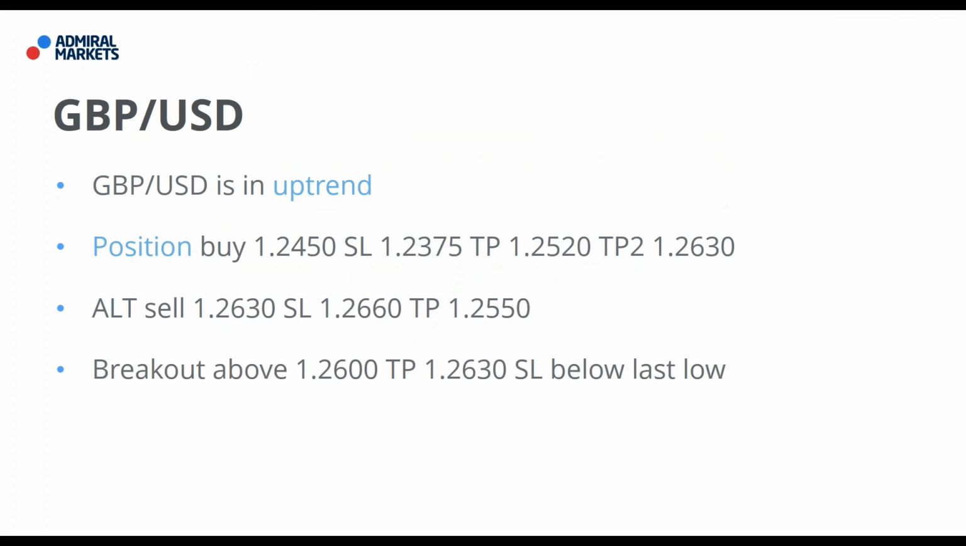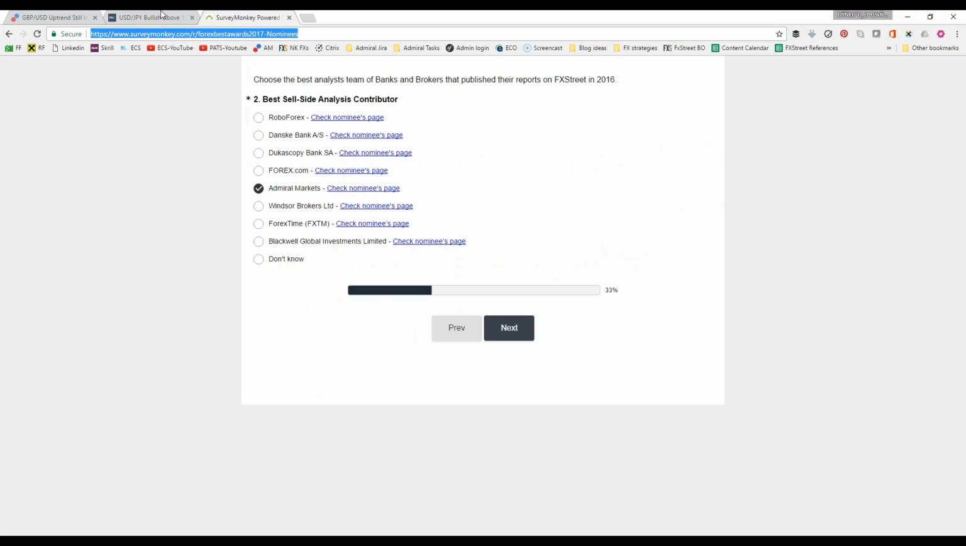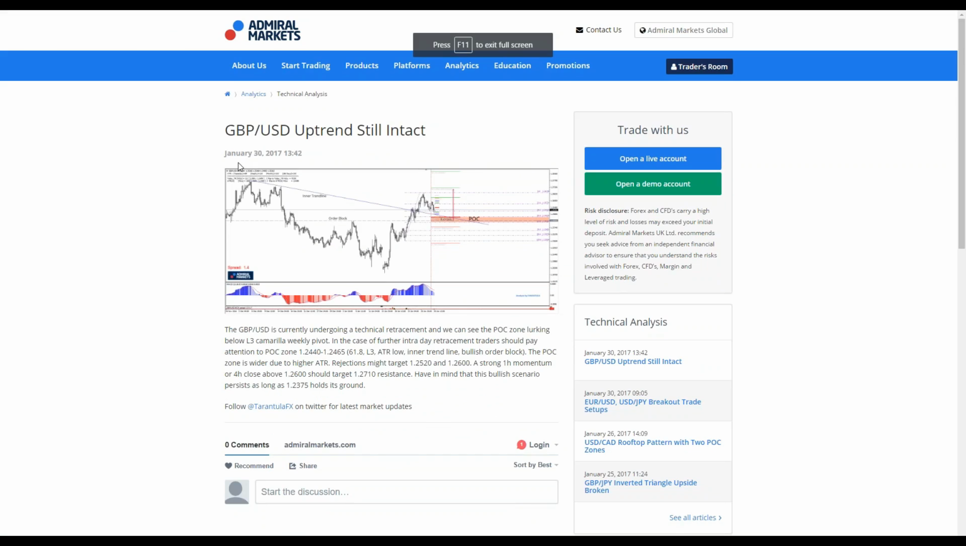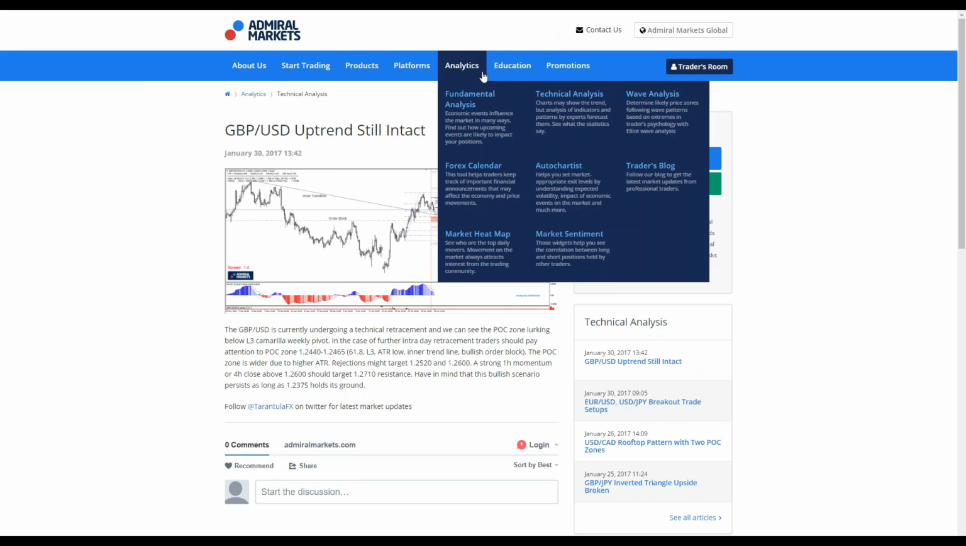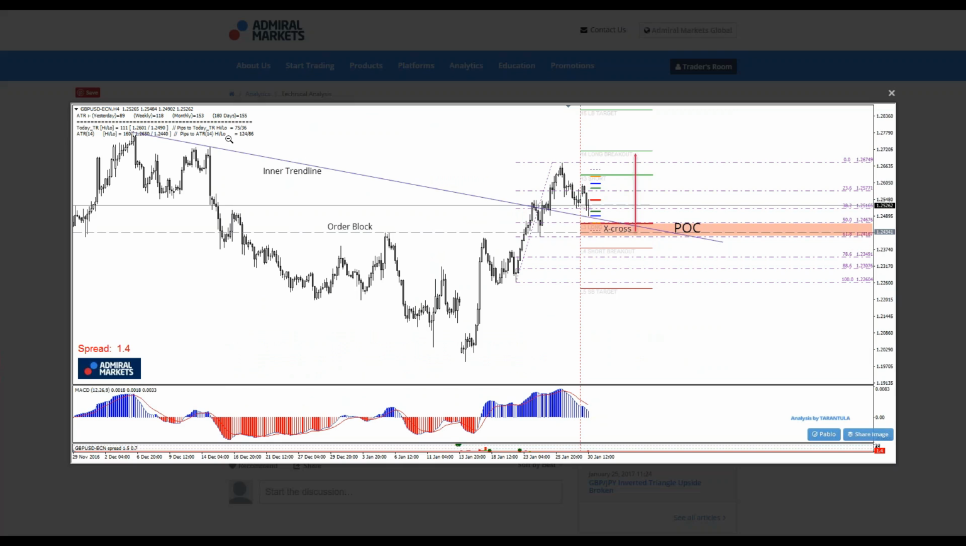Pound dollar, if you read my analysis on pound dollar today, here you see the analysis on pound dollar. It is a bit obvious that pound dollar was in uptrend, really. The inner trend line has been broken. It's very close to the POC zone, so we might see a buy trading opportunity very soon.